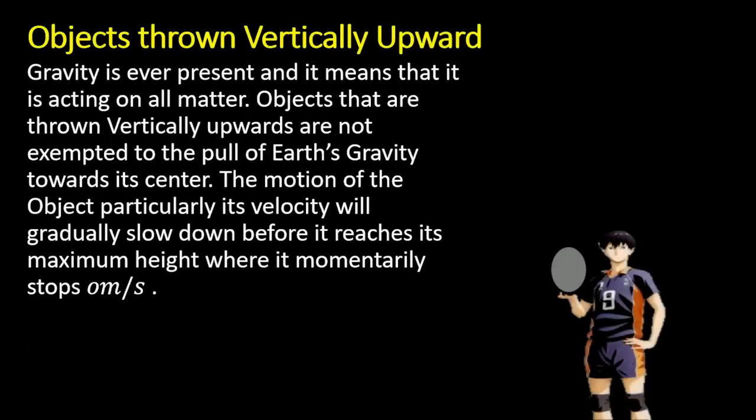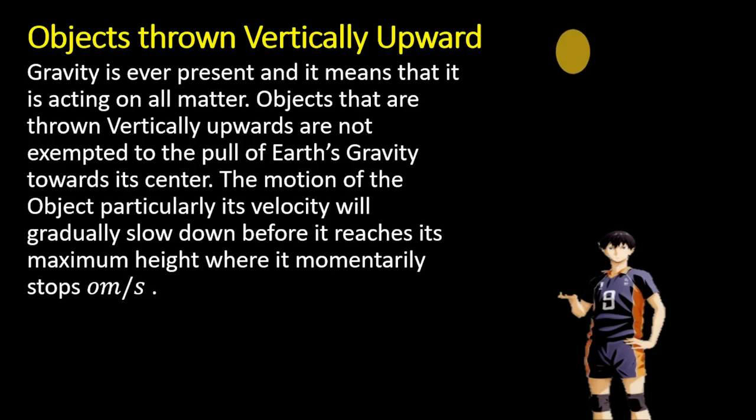Gravity is ever present and it means that it is acting on all matter. Objects that are thrown vertically upwards are not exempted from the pull of Earth's gravity towards its center. The motion of the object, particularly its velocity, will gradually slow down before it reaches its maximum height, where it momentarily stops at 0 meters per second.